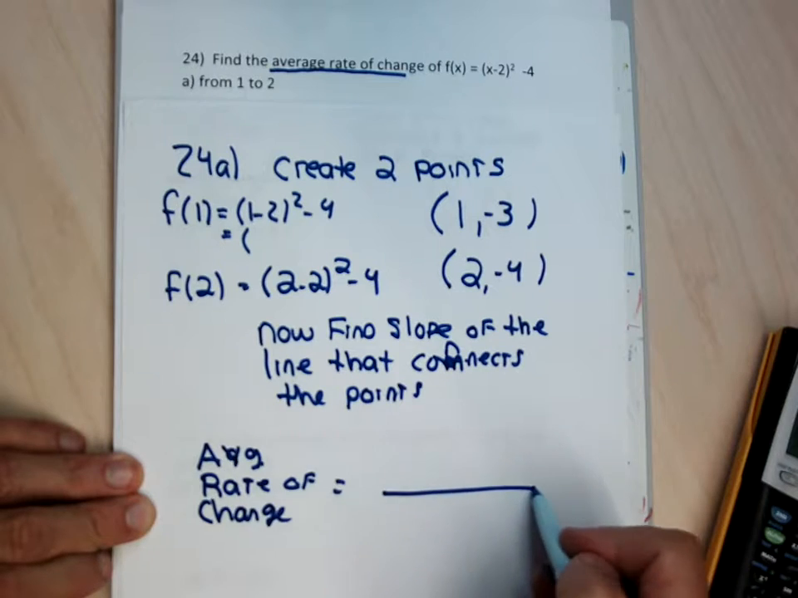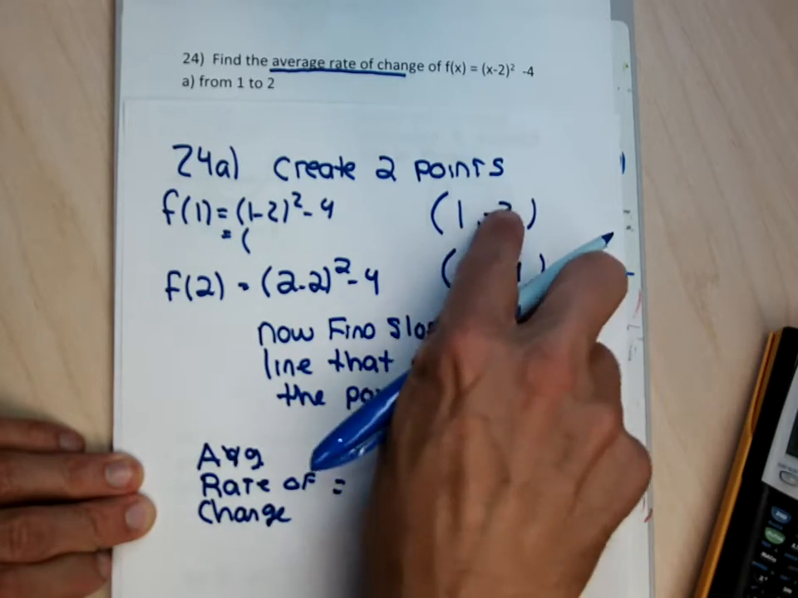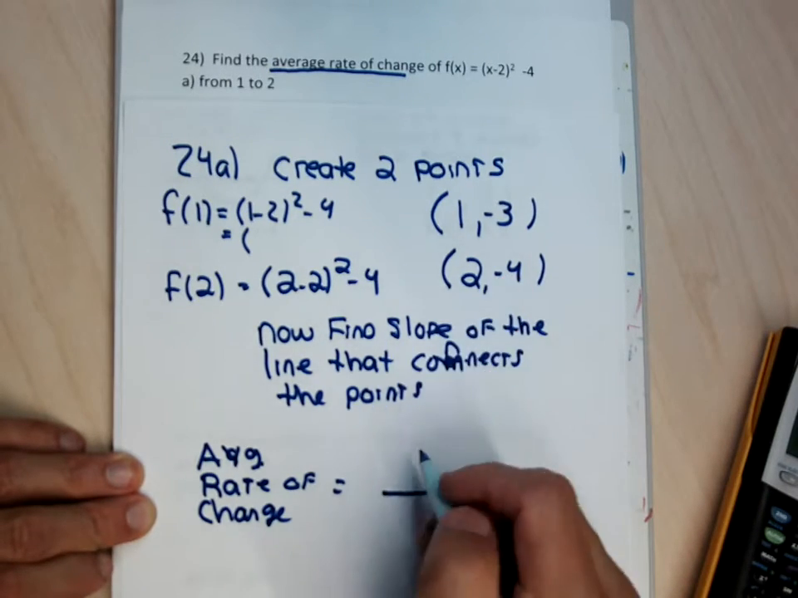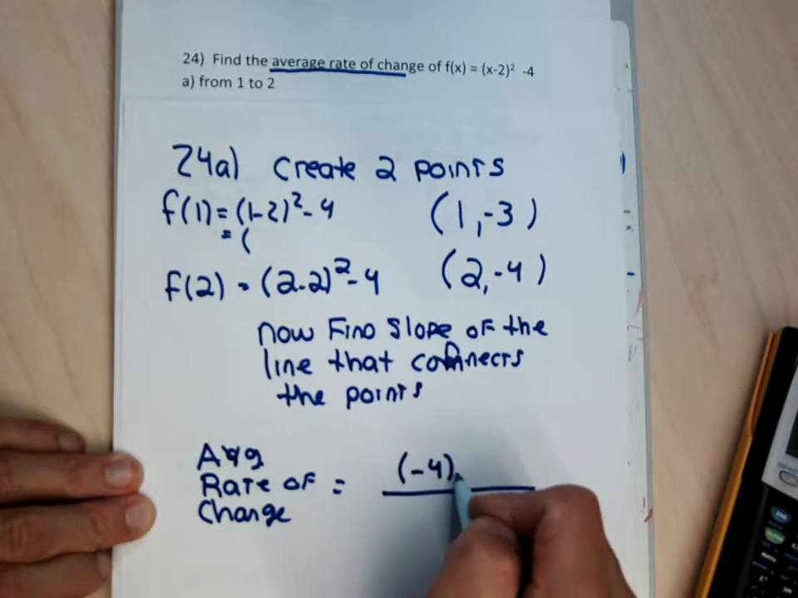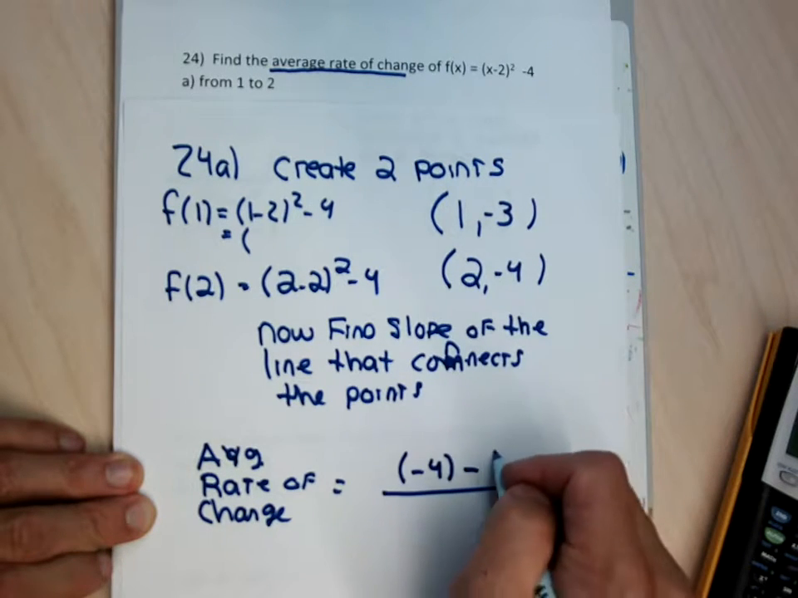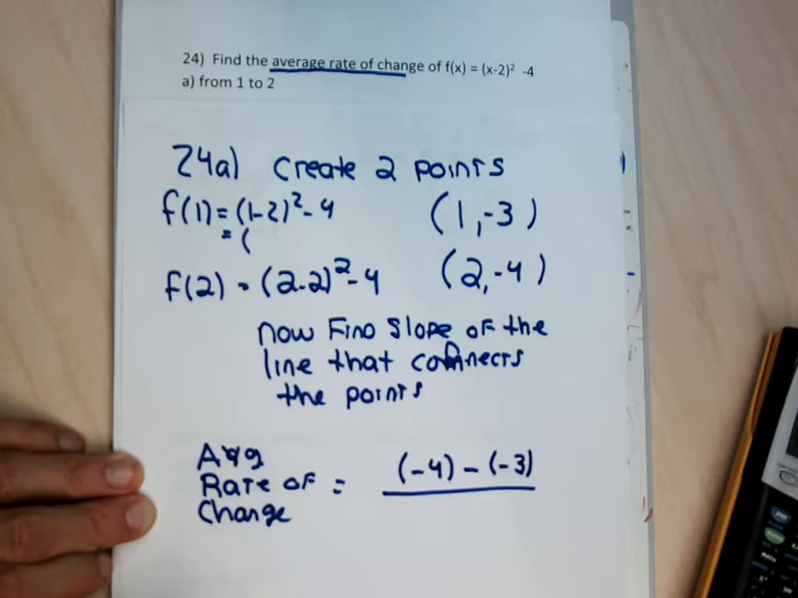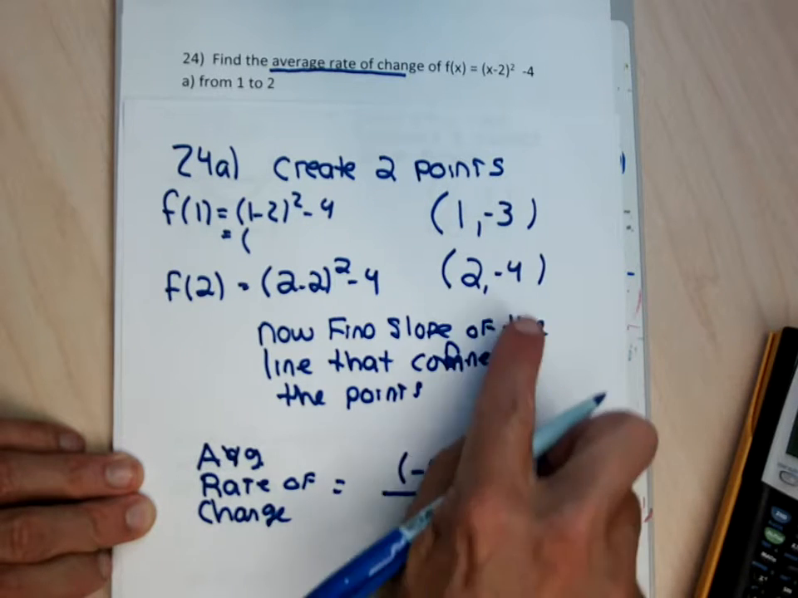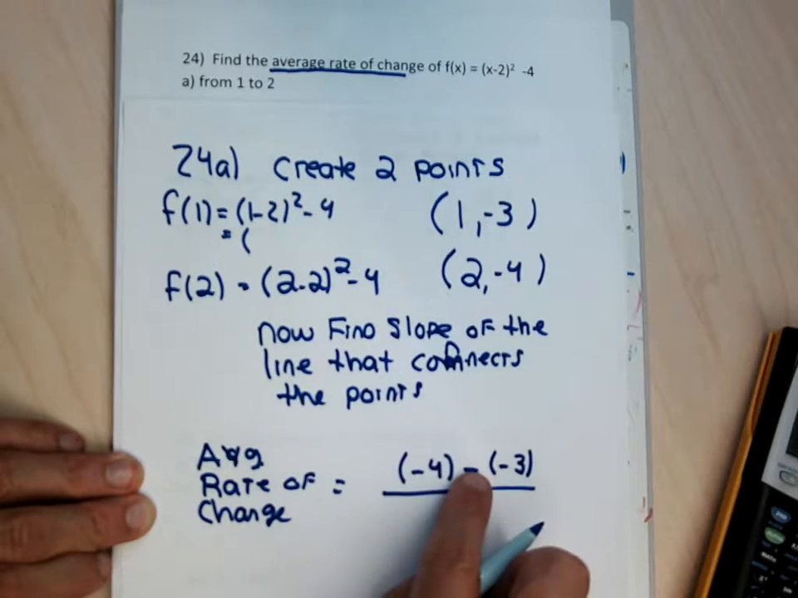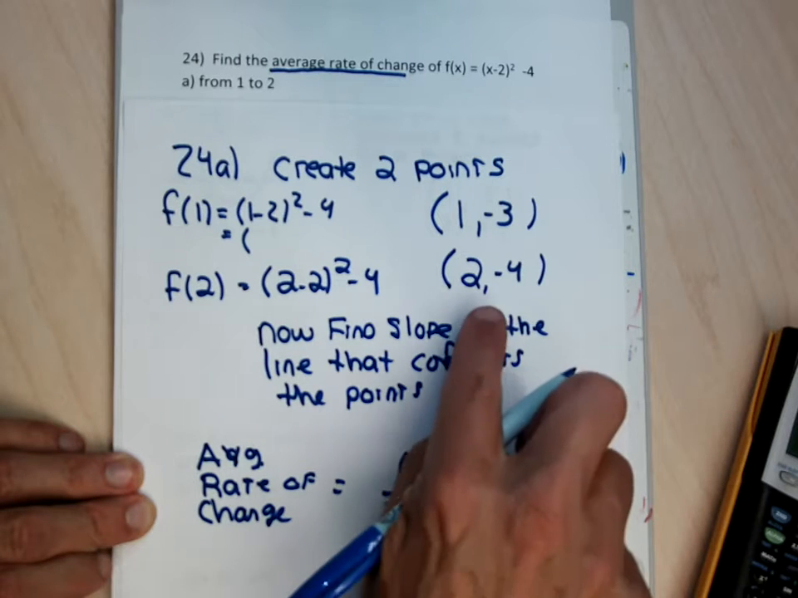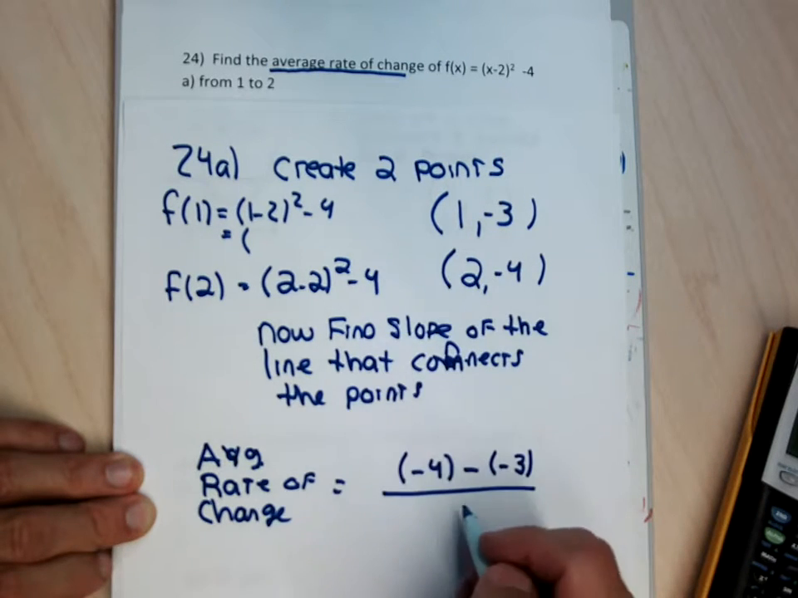equals a fraction. For slope, it's y2 minus y1. y2, I'm going to use -4. y1, I'm going to use a -3. I don't know why I put the y2 in a parentheses, but it's not wrong. The y1 definitely wants to be in a parentheses because there's a double negative there. And in the denominator, I'm going to do x2 minus x1, which is 2 minus 1.